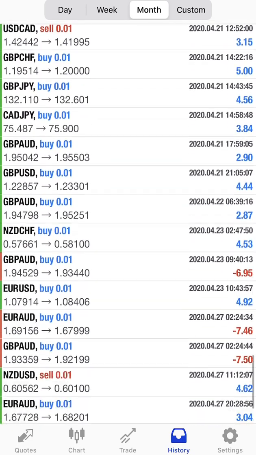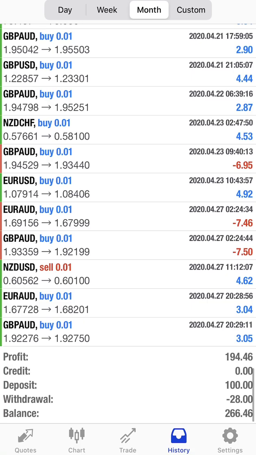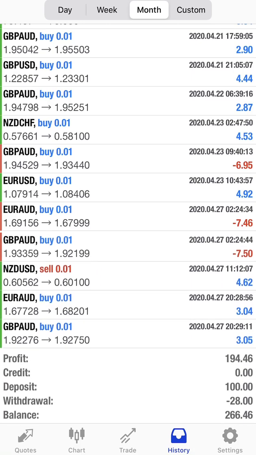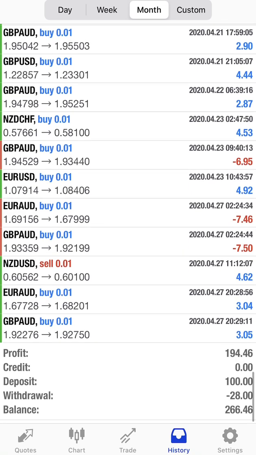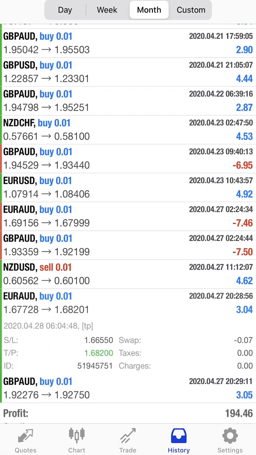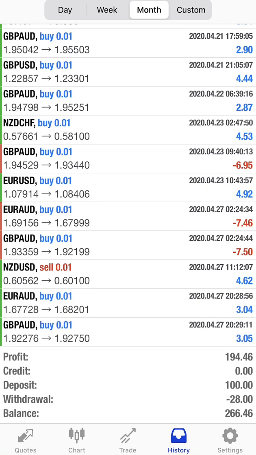As you can see, yesterday we had a bad day on this account, with 2 or 3 SL hits yesterday, I think, on the 20th of 7th. Those are the trades we opened. As you can see, guys, the profit is $194 with the deposit of $100, and the balance right now is $266, guys.